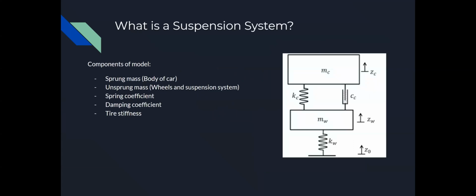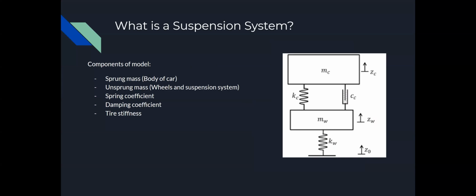In order to combat these driving disturbances, vehicles have suspension systems. And you may ask, what is a suspension system? So a suspension system consists of a combination of springs and dampers, which work together to both deflect and absorb the shock from the road going to the body of the car.